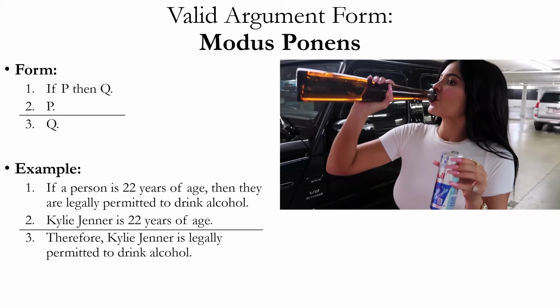So here's an example. If a person is 22 years of age, then they are legally permitted to drink alcohol. Kylie Jenner is 22 years of age. Therefore, Kylie Jenner is legally permitted to drink alcohol. Not only are the premises and conclusion true, but you can easily see if the premises were true, then the conclusion would have to be true. So even if Kylie Jenner is older than 22, the argument would still be valid, because if the premises were true, then the conclusion would have to be true.